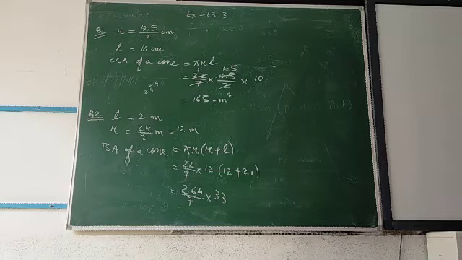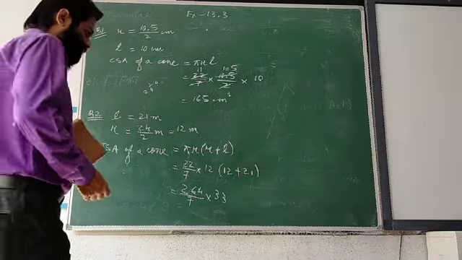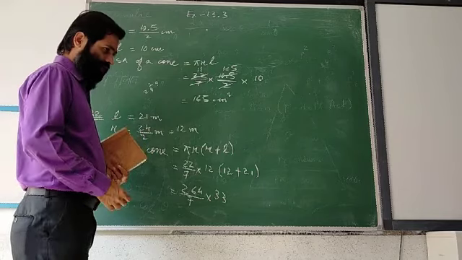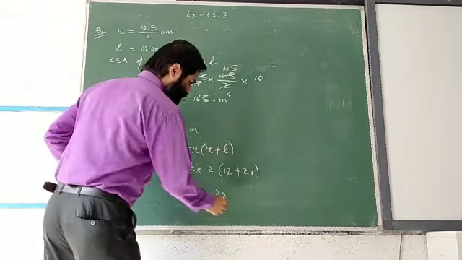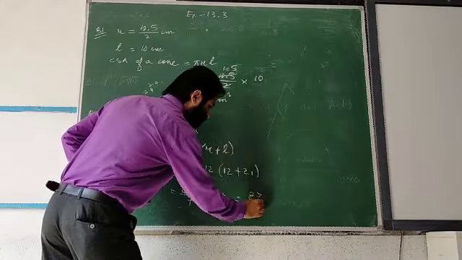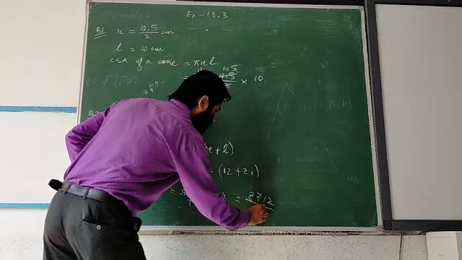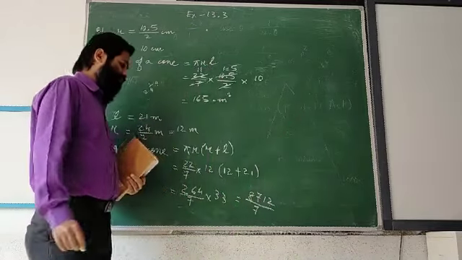Okay, multiply this one. 8712. Now divide 8712 by 7.